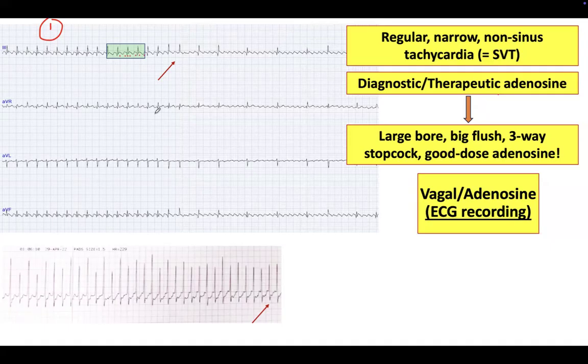In other words, the patient will flutter, with 2-to-1 conduction. Versus ECG number 2. Can you describe ECG number 2, guys?